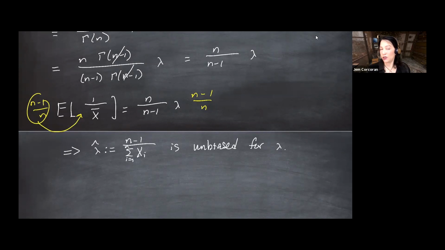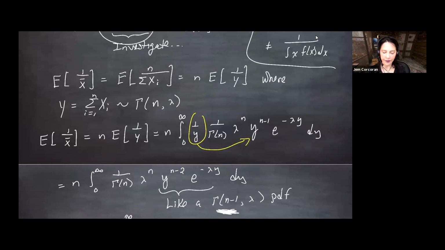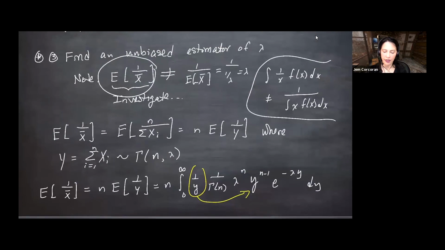So the basic strategy, I'm going to scroll back up. I wanted an unbiased estimator for lambda. Let me put it a different way. The kinds of problems you're going to see before we know how to estimate is to find an unbiased estimator for theta based on a given statistic. And so in this case, we're basing it on x bar.